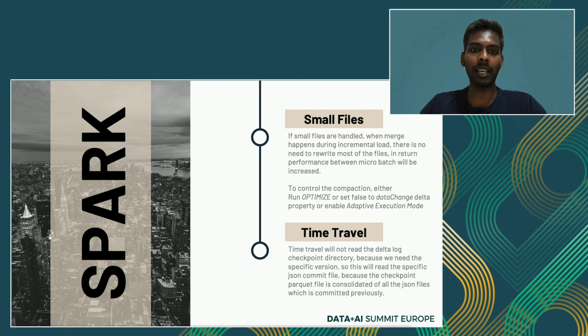With respect to Spark, if typical small file problems are handled, when merge happens, there is no need to rewrite a lot of files. In return, this will improve your microbatch performance drastically. There are a few ways to achieve this. OPTIMIZE in the Databricks runtime will compact the data in Delta Lake, but this option is only available in the Databricks runtime as of today. In Delta Lake OSS, write compaction logic with the dataChange property as false.